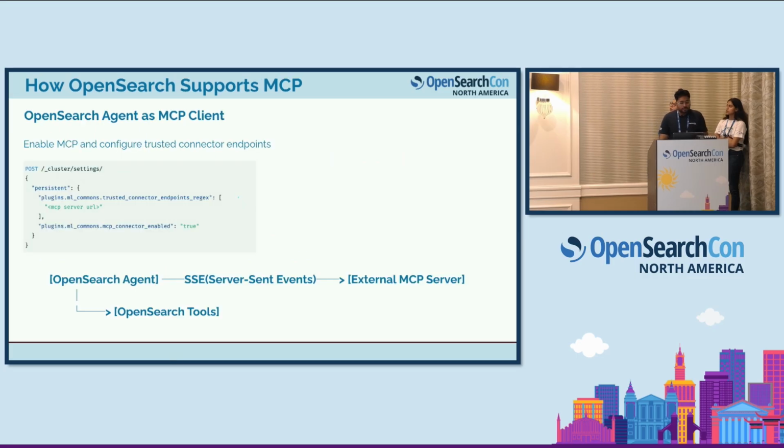Going forward, as I said before, there are two types: you can have the built-in one, or you can use OpenSearch as an MCP client. If you are trying the MCP client, first you have to enable MCP and configure trusted connector endpoints. For that, you need to make this particular API call and pass the MCP server URL, whichever server you're trying to use. Once that is enabled, the flow goes like this: you have your OpenSearch agent, you can use the tools, and it behaves as a client, getting the details or data from the external agents.